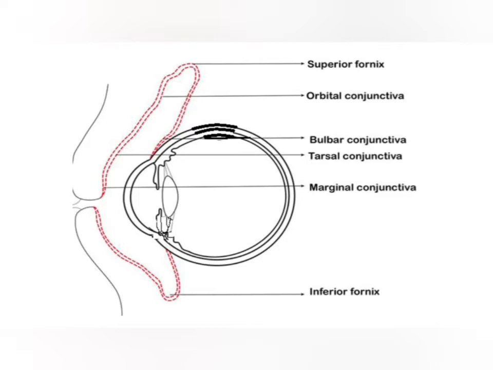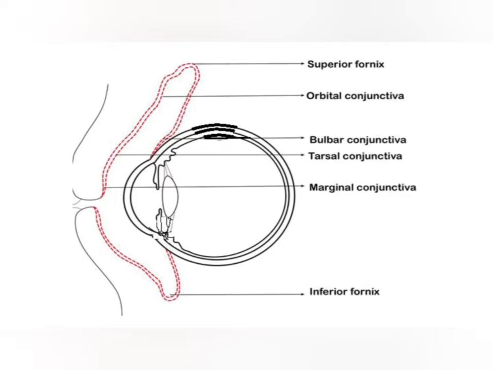Now if I tell about the bulbar conjunctiva, this is the palpebral conjunctiva, this is fornix, and this is the start of bulbar conjunctiva. This bulbar conjunctiva covers the sclera, and it is very transparent, so we can see the underlying blood vessels through it. It is loosely attached over the sclera, but at about 3 millimeter distance from the limbus, it is very tightly attached. So in bulbar conjunctiva there are two parts: scleral conjunctiva and limbal conjunctiva.